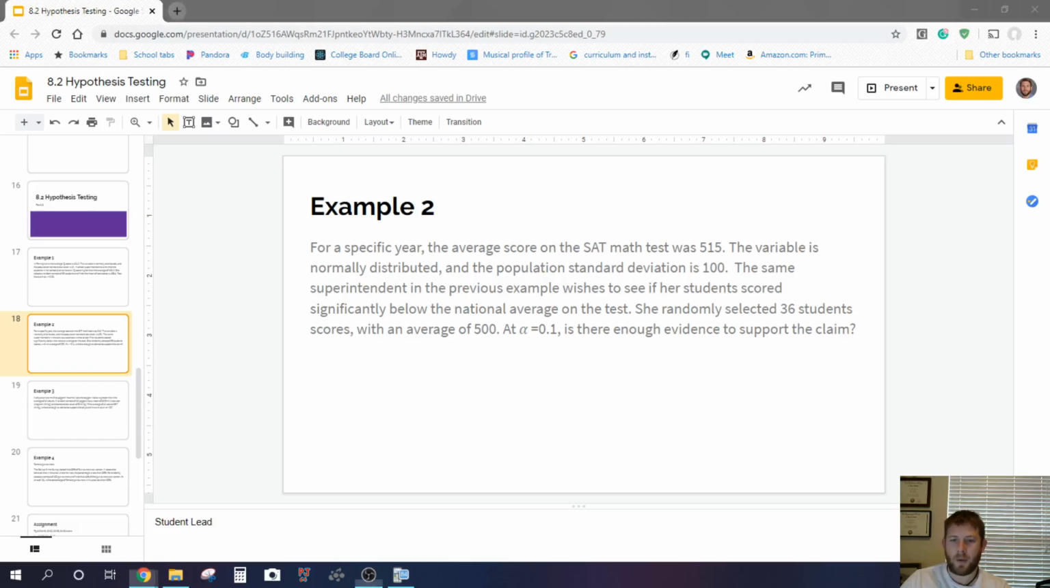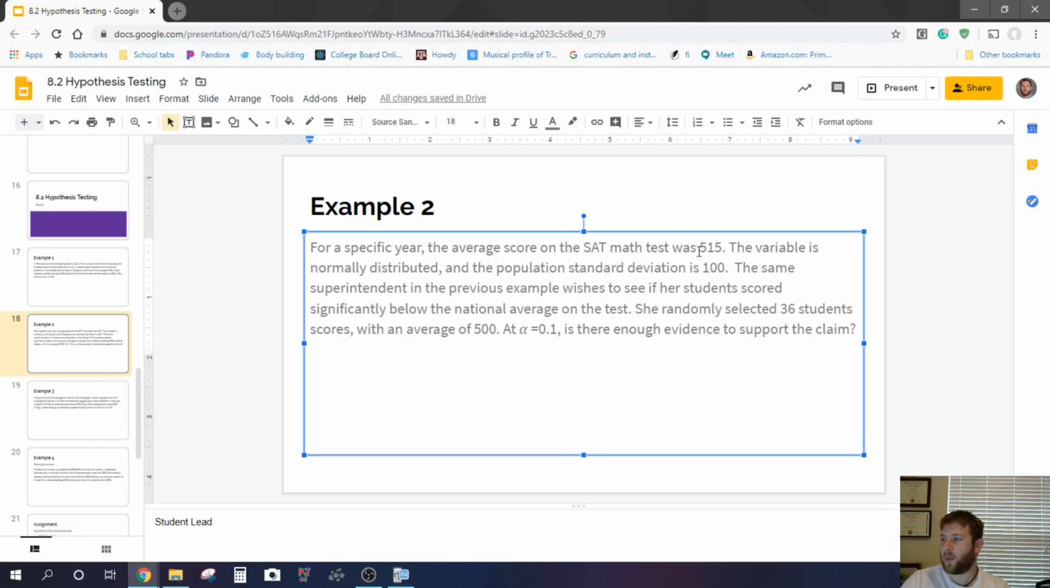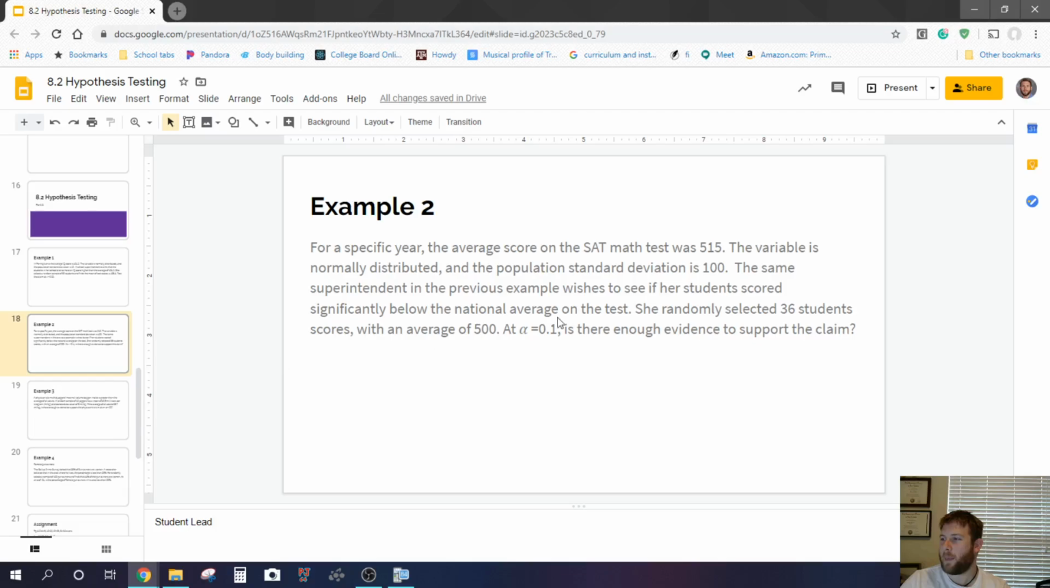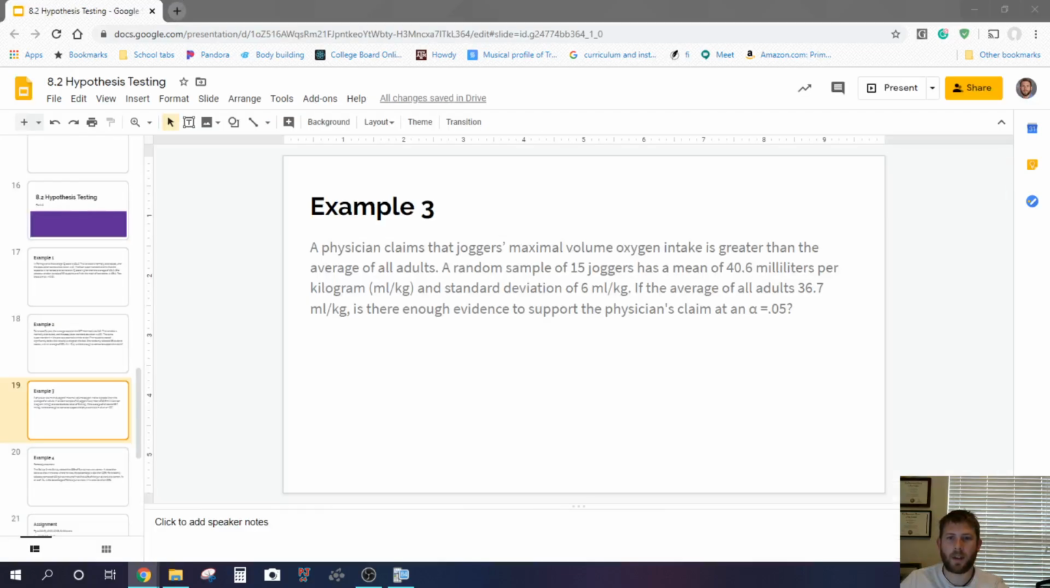Okay, so for this one, for a specific year, the average score on the SAT was 515. The variable is normally distributed, and the population standard deviation is 100. Population standard deviation is the same. A superintendent wishes to see if her students score significantly below the national average on the test. She randomly selects 36 of them with an average of 500. Okay, so I'm going to take this, because it's essentially the same exact stuff, same formula, so I don't want to rewrite it, at least for the test statistic portion of it.